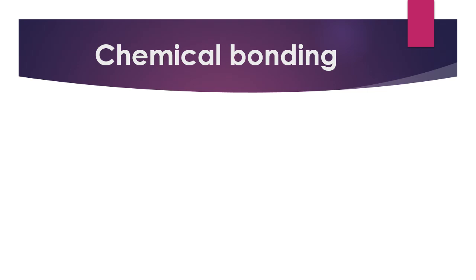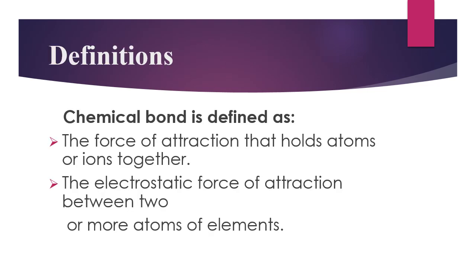Today, we are going to talk about chemical bonding. Here we have different definitions of chemical bonding. The term chemical bond is defined as the force of attraction that holds atoms or ions together. Another definition: chemical bond is defined as the electrostatic force of attraction between two or more atoms of elements.